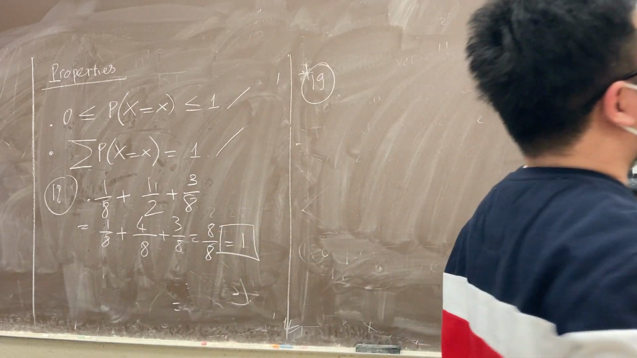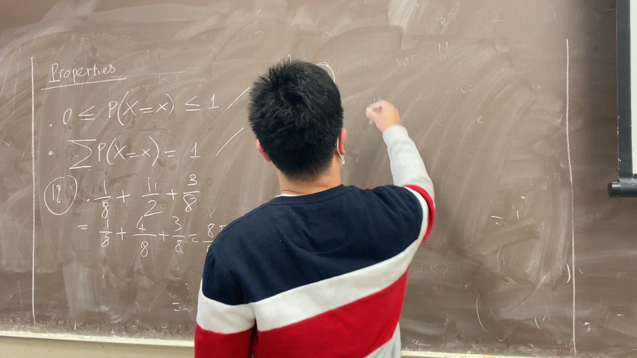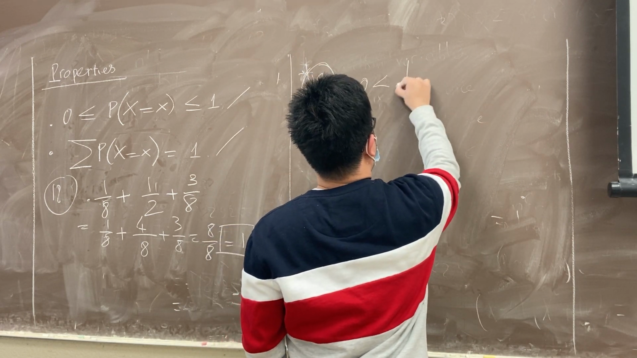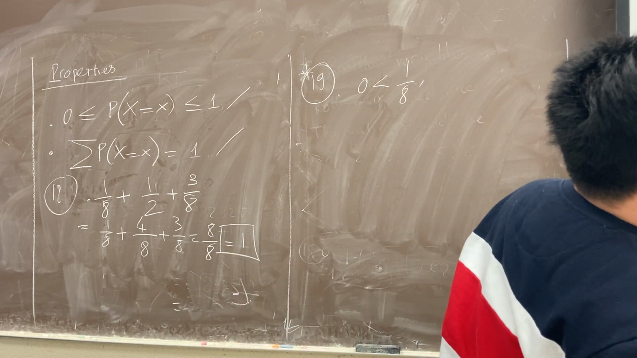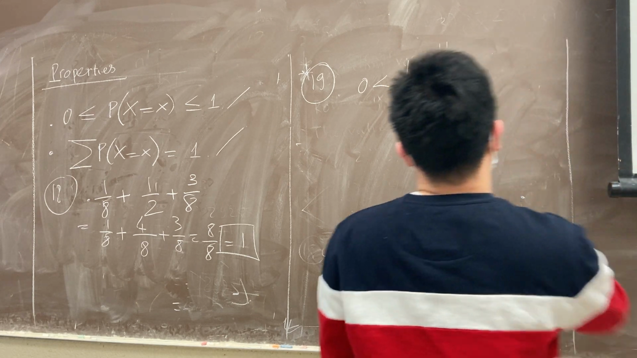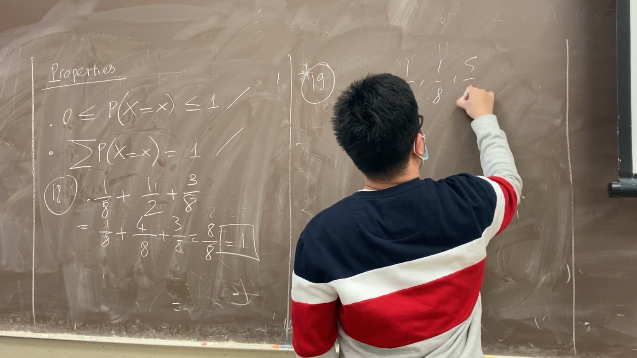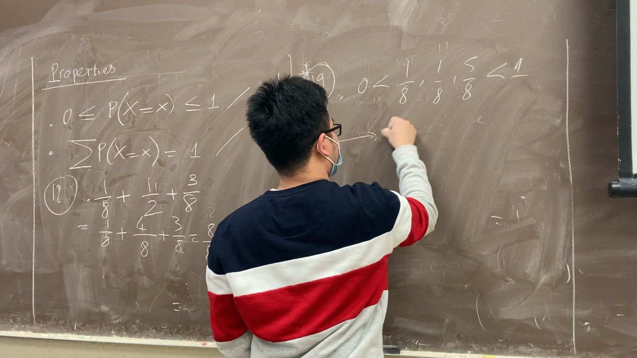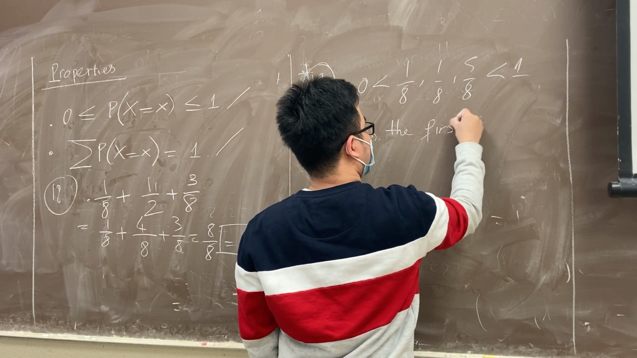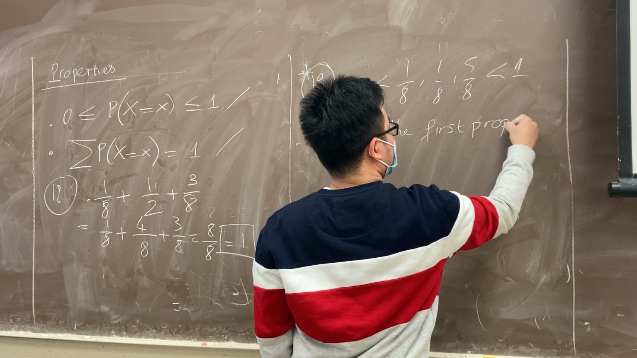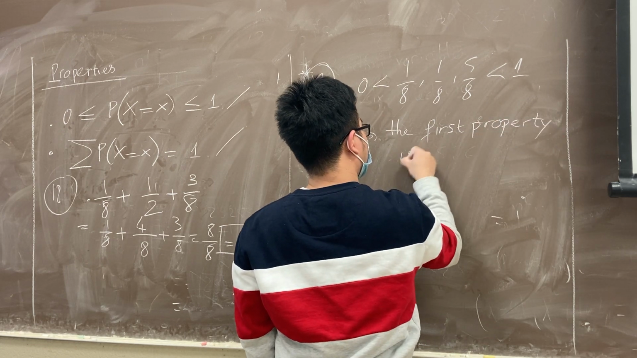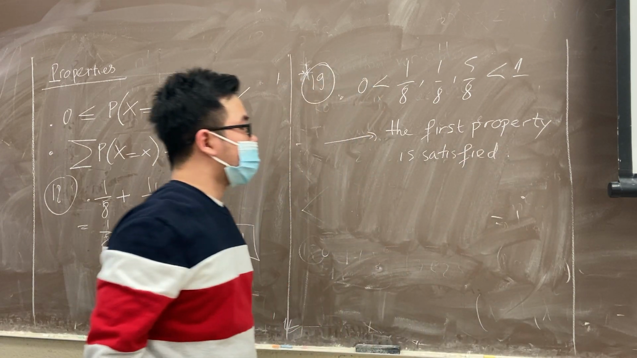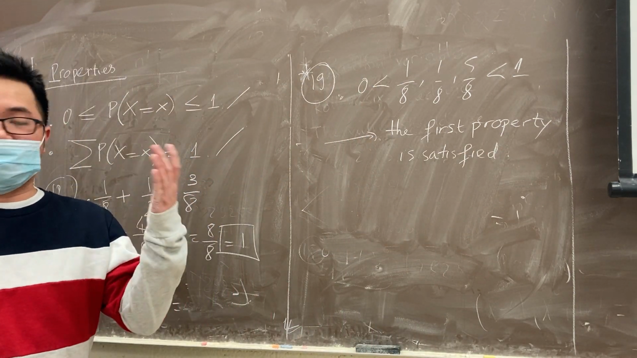The first one is okay, right? The first one is okay because 0 is less than 1 over 8, less than 1 over 8 and 5 over 8. Okay, that's fine. So the first one is fine, because it runs from 0 to 1.